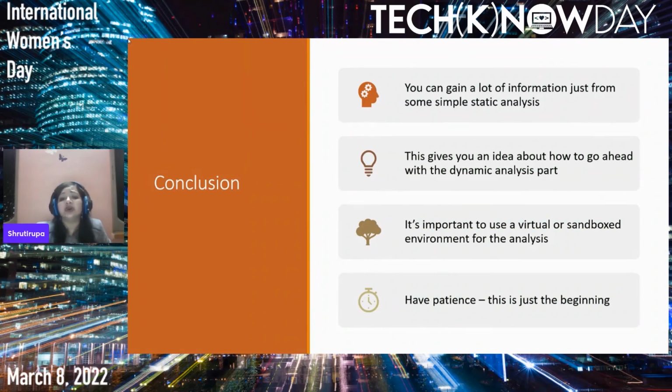And last but not the least, again, have patience, because this is just the beginning. It will take a lot of time. Analyzing a malware will take a lot of patience. You will have to have good observation skills. You'll have to keep observing. With experience, with practice, you'll learn a lot and you'll keep learning.